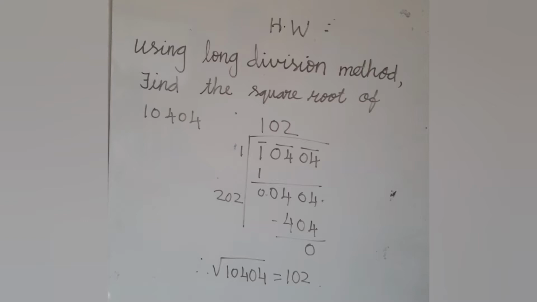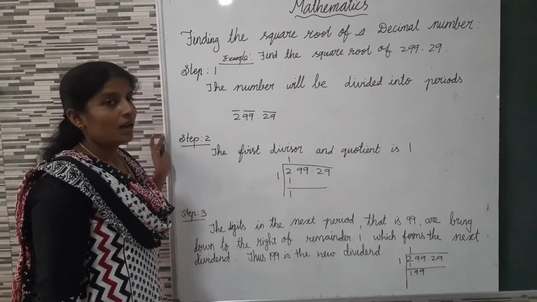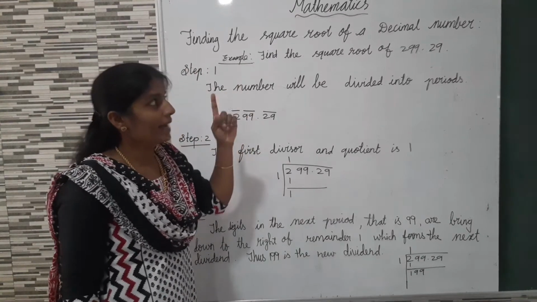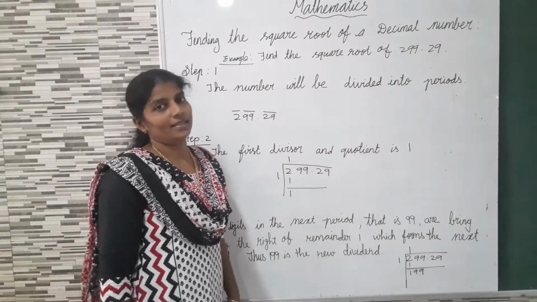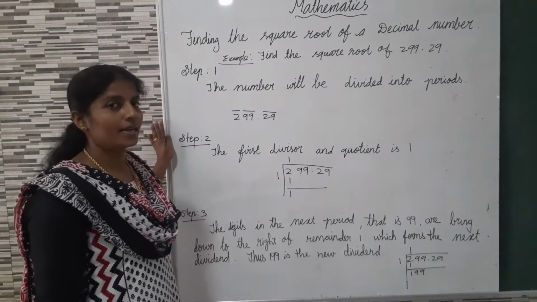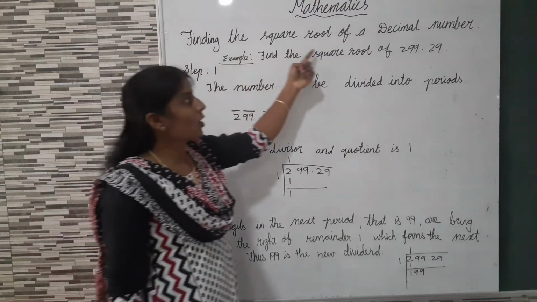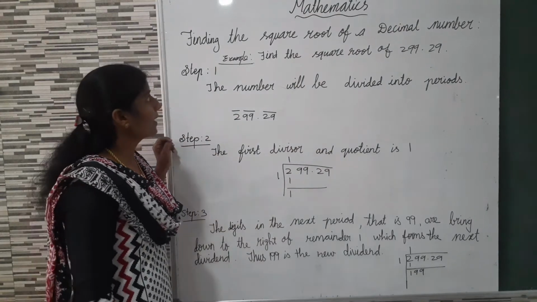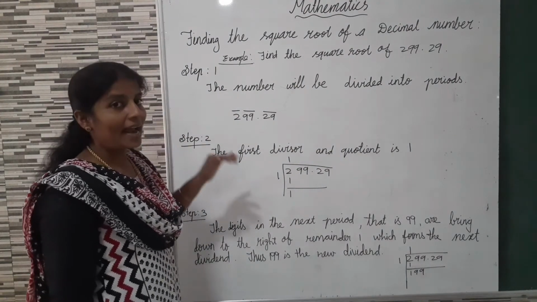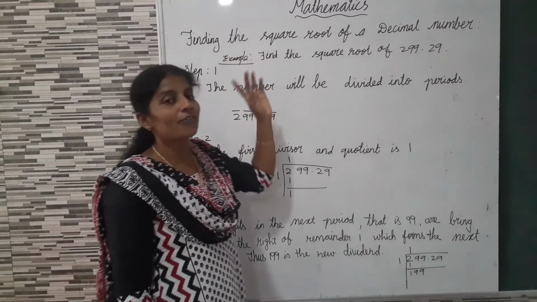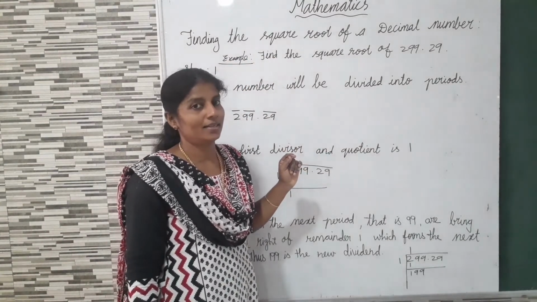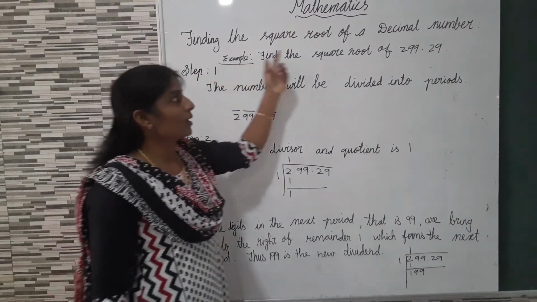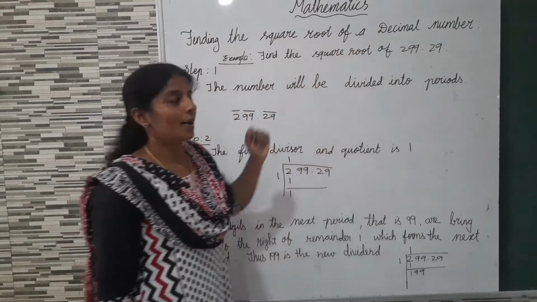Let's start our maths class. Last class we learned finding the square root of a number by the long division method. Today we are going to study finding the square root of a decimal number.